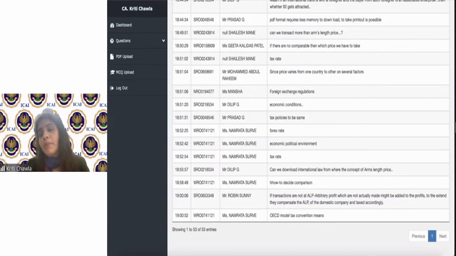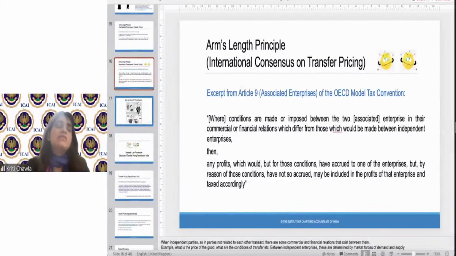How to decide the comparison? Well, the comparison will be decided by means of something called a comparability factor. It is provided in Section 92C of the Income Tax Act. We will discuss these comparisons in a lot of detail when we discuss transfer pricing methods in the next class.